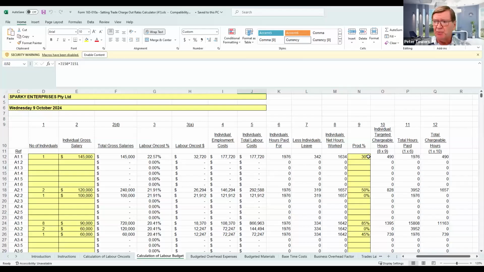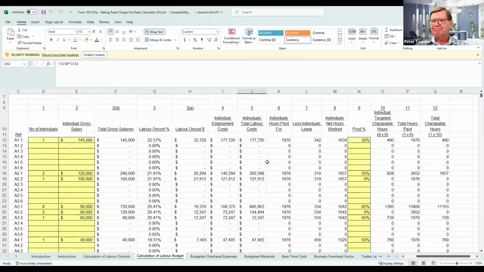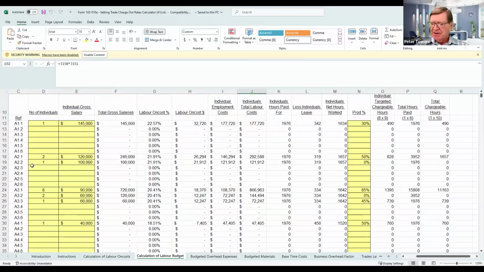This manager does do some work on the tools or on drawings, or on a basis that it can be charged to the client. So we're saying that's 30%. So the chargeable hours would be 490. Total paid was 1976. These are all the same because there's only one person. So what we're looking to charge this person out is 490 hours for the year, but at how much? We don't know yet.